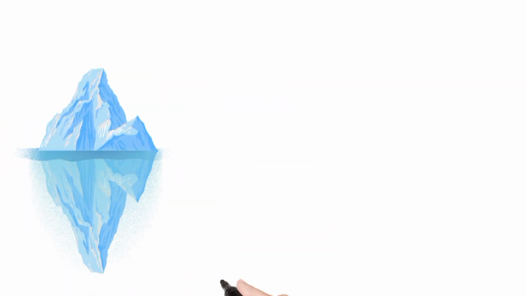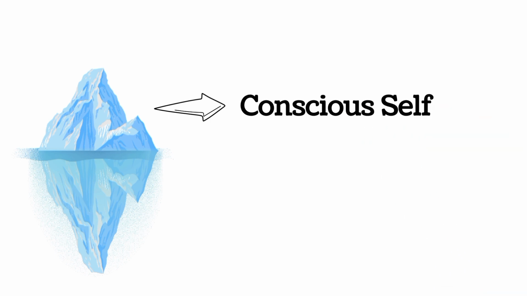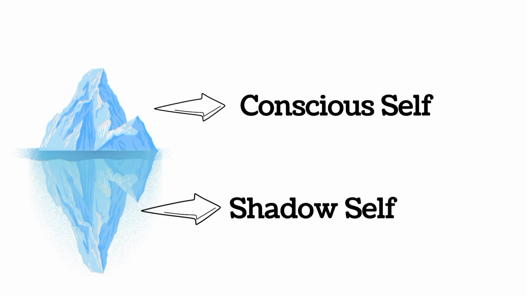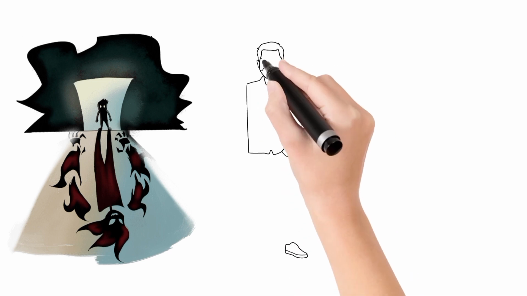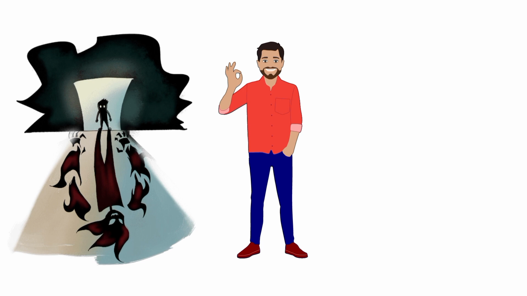One way to think about the difference between the shadow self and the conscious self is to consider the metaphor of the iceberg. The conscious self is like the tip of the iceberg that is visible above the water, while the shadow self is like the larger portion of the iceberg that is hidden beneath the water. The shadow self represents the unconscious mind and all of the thoughts, feelings, and behaviors that are not generally accepted by the conscious ego.